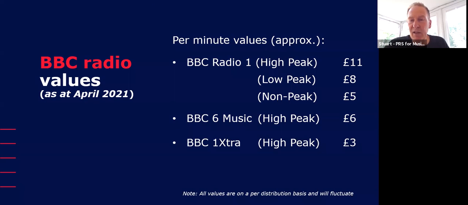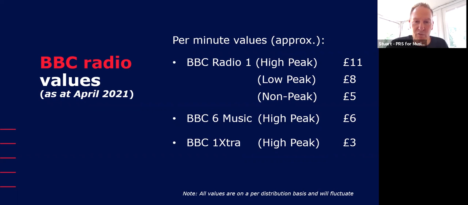The high peak, low peak, and non-peak is simply the times of the day. High peak is the breakfast show, low peak is the afternoon, and non-peak is the evening. And again, as you can see, the value diminishes because there's less people listening. So if anyone's listening to traditional radio, then it will be the breakfast show in the morning that generates far more listeners than the evening shows. The values are not established based on genre or style of music. It's really just who's listening to what.